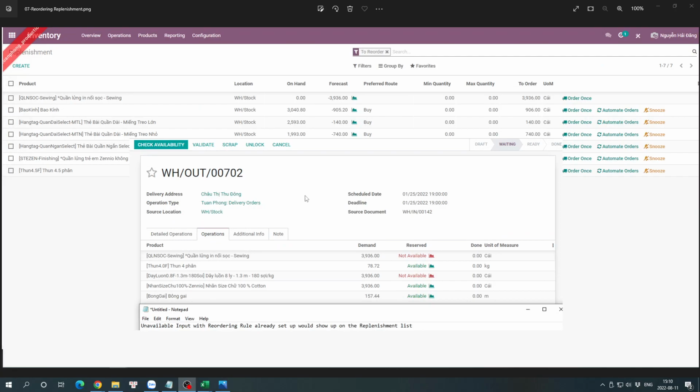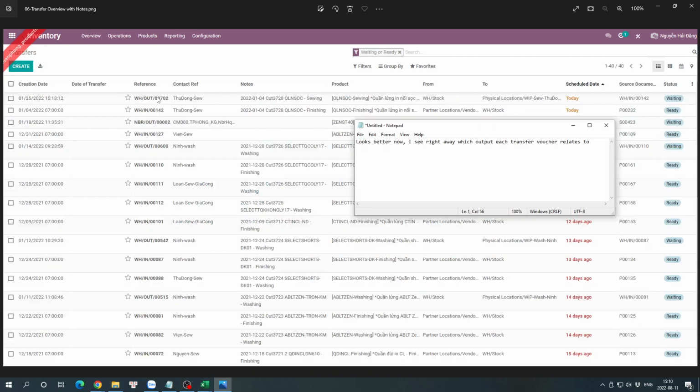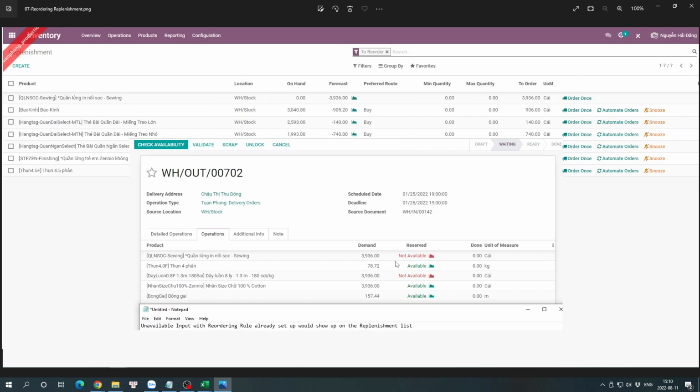Replenishment. Our focus now is this out picking 702. That is this one on the previous screen. Okay, if we open it up, there you go. You've got two items unavailable. And it looks like drawstring doesn't have a reordering rule set up, so you don't see it in the replenishment list of inventory. However, for work in progress ready for sewing, now there is an order once button right here, and take a look. It's all related to our internal default location, WH stock.